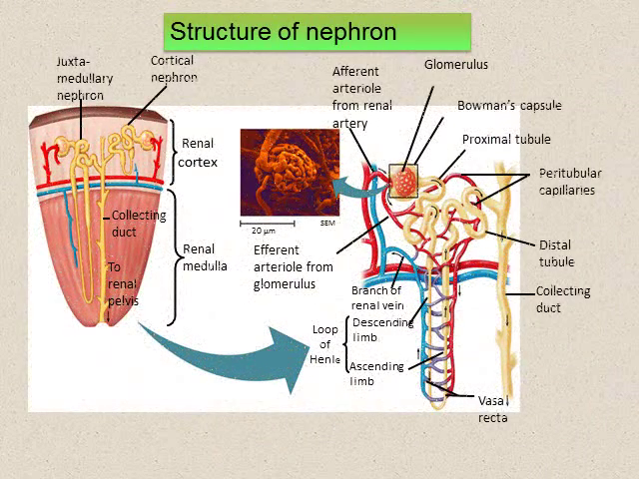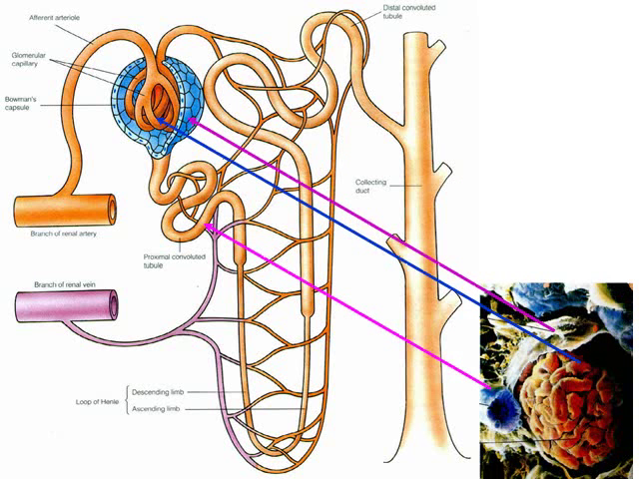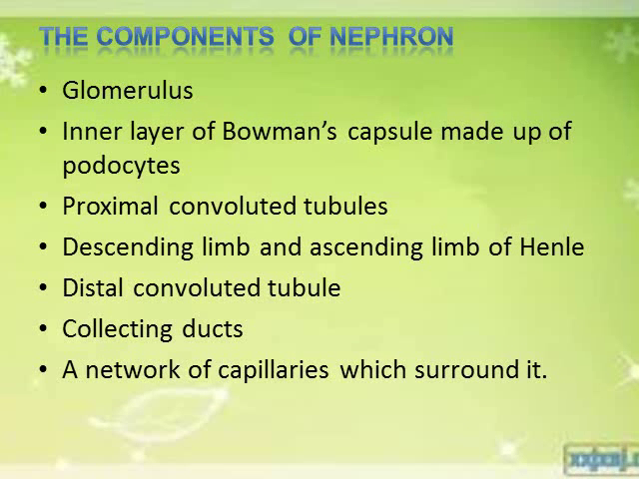Now, let's look at the structure of the nephron. The components of the nephron: the glomerulus, the inner layer of Bowman's capsule made up of podocytes, the proximal convoluted tubule, the descending limb and ascending limb of the loop of Henle, the distal convoluted tubule, the collecting duct, and a network of capillaries which surround it.